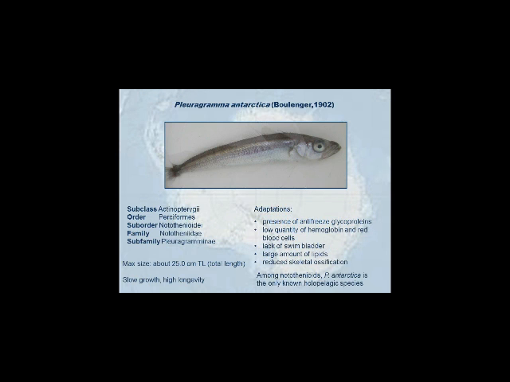This fish has adaptations: presence of antifreeze glycoproteins, low quantity of hemoglobin and red blood cells. Like all Notothenioidei, it lacks a swim bladder, has a large amount of lipids, and reduced skeletal ossification. Among Notothenioidei, Pleuragramma antarctica is the only known holopelagic species.